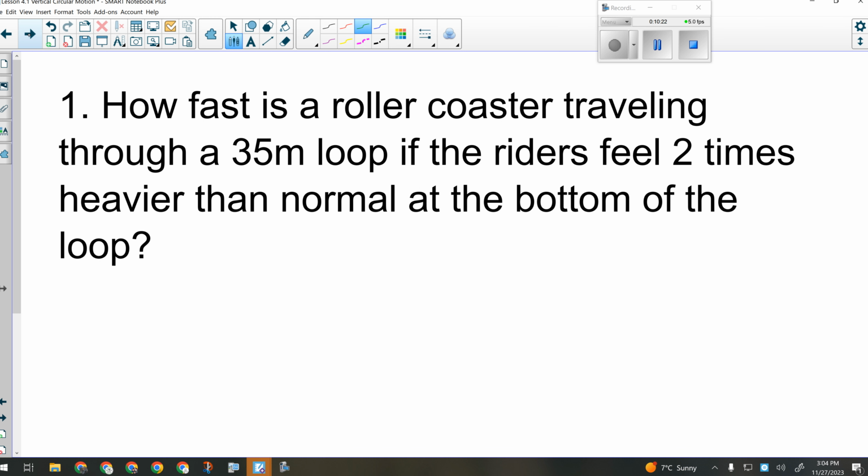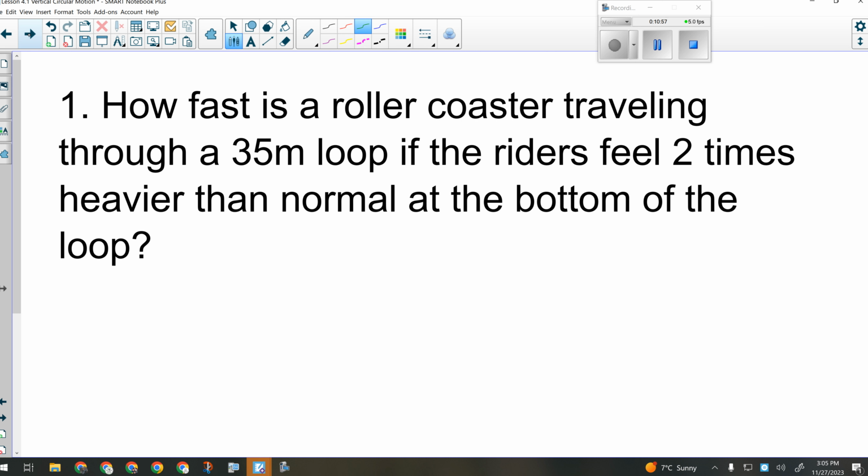All right, I want you to try that one. Okay, we're still dealing with a vertical circle here, but now we're dealing with the bottom inside of the loop. When the people in the roller coaster are at that point, they feel 2 times heavier than normal. Think about what force you feel. You're not actually heavier than you really are. You're only apparently heavier than you actually are.